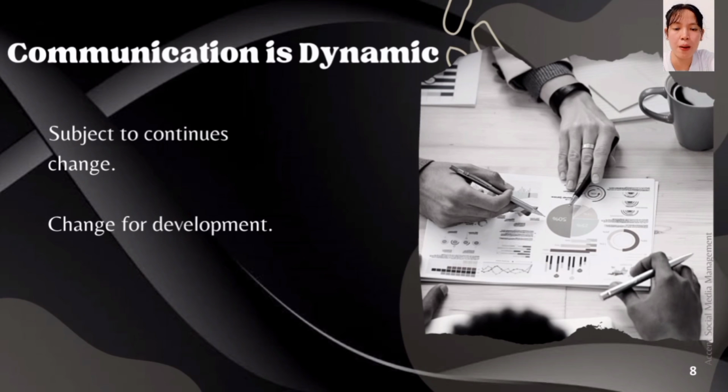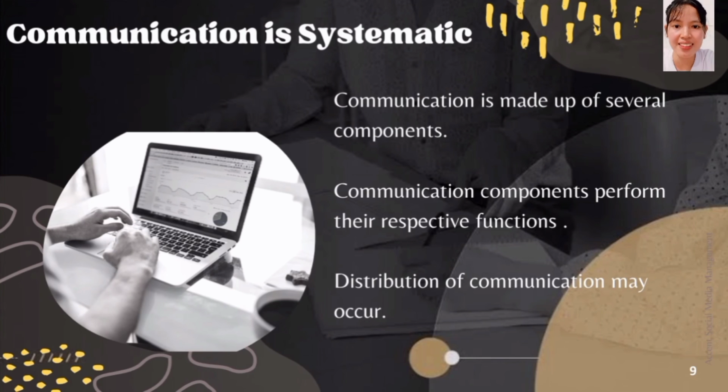Then we've come to the last but not the least, communication is systematic. Communication is made up of several components such as communicators, networks, and so on. But if one item fails to perform its task, the transfer of information can be at risk.